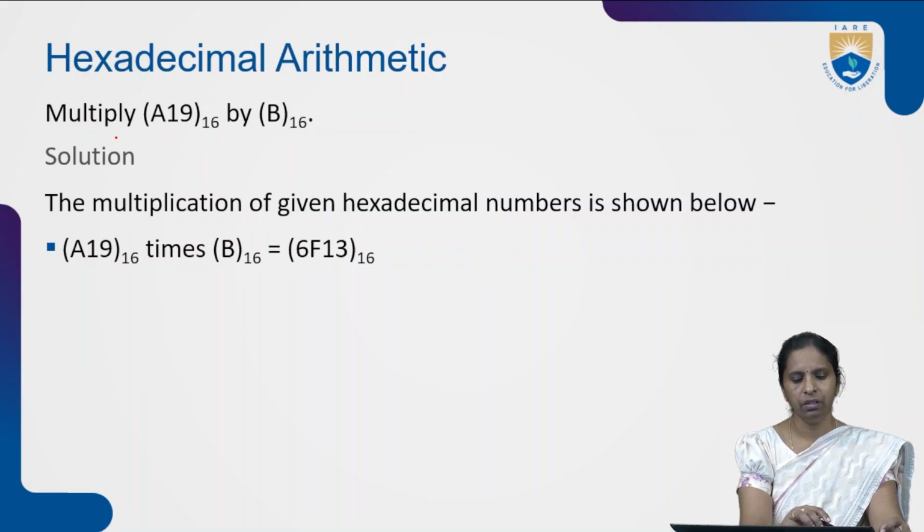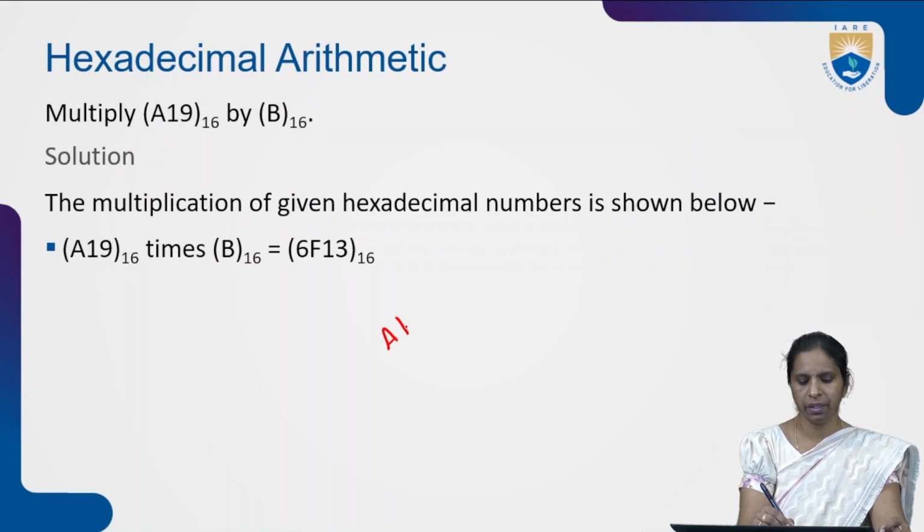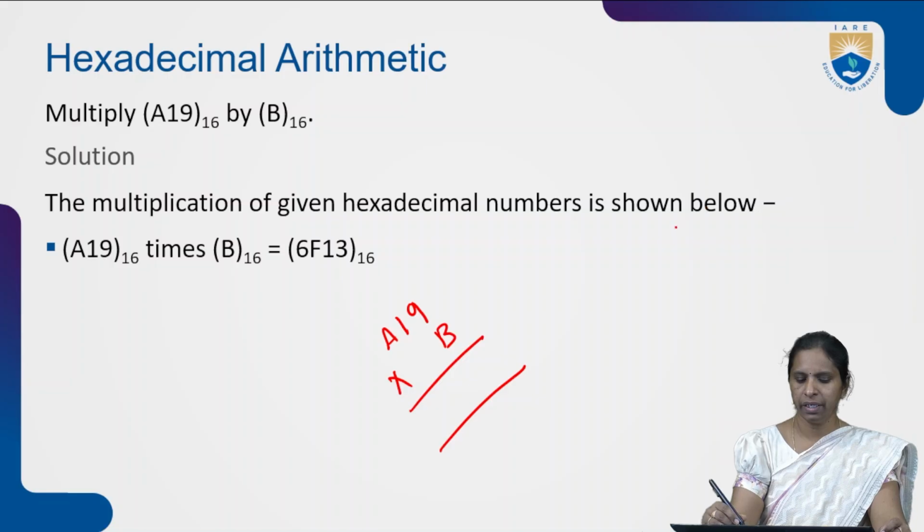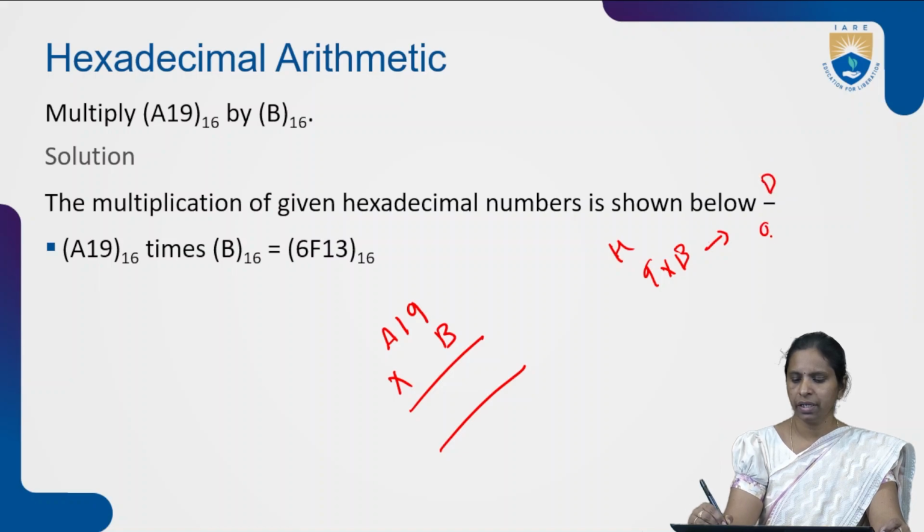Now we will take one question. Multiply the number A19 by the number B. So what you have to do? You have to make A19 into B. Okay. Now, first we will do what? A19. So first we will perform 9 into B. This is in hexadecimal. And if you go for the decimal number system, 9 into what is B? Nothing but 11. So what is 9 into 11? Nothing but 99.